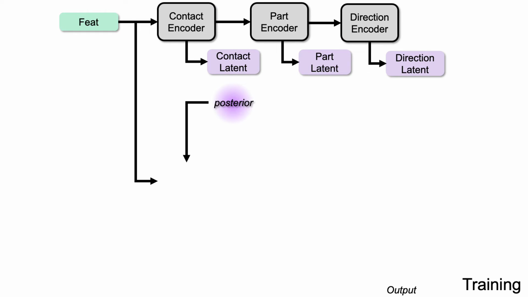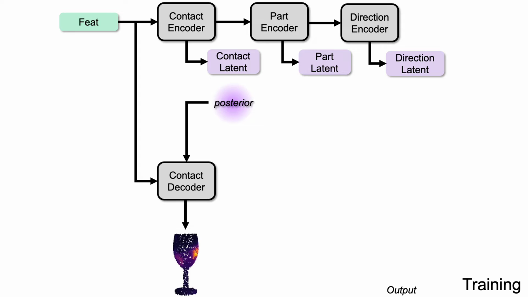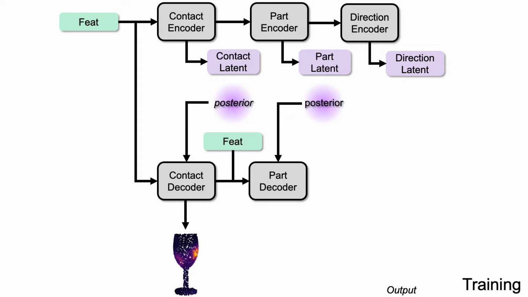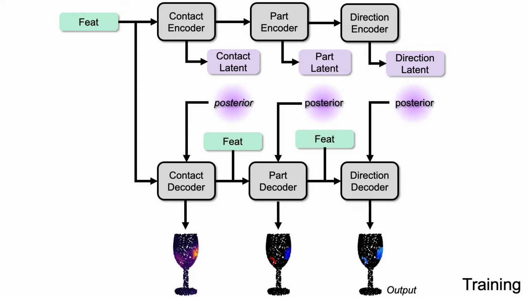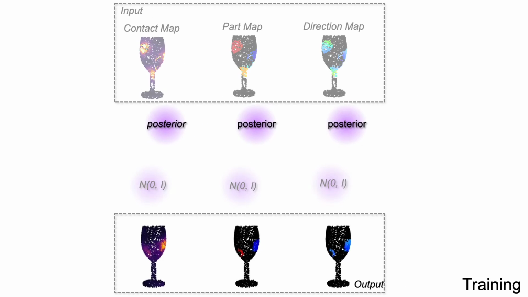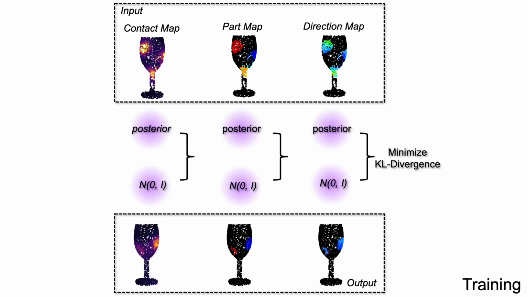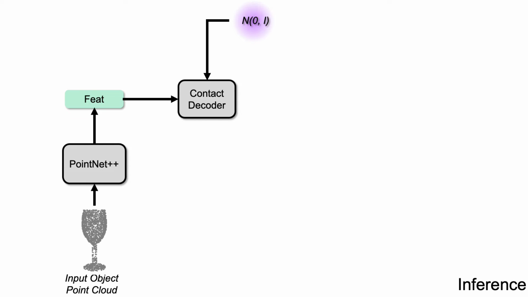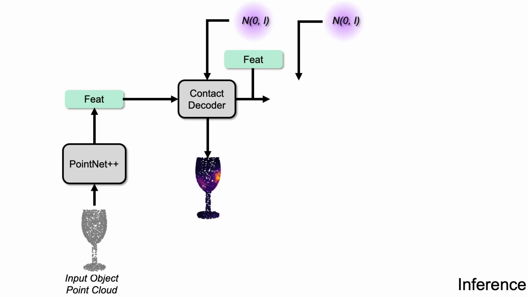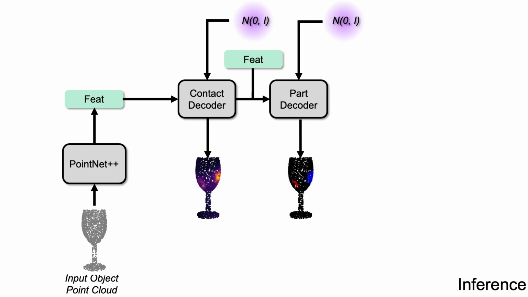Each component is controlled by a latent code. The conditional decoder takes sampled latent codes as input and sequentially decodes each map. The training objective consists of a reconstruction term for the three maps and a KL regularization term between posterior and prior. We sample latent codes from the posterior during training and from the prior at inference. In this way, we can sample diverse contact representations for any input object.